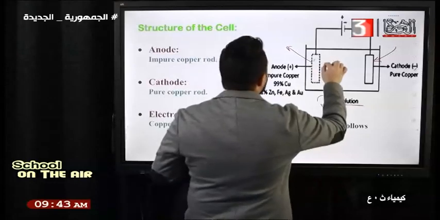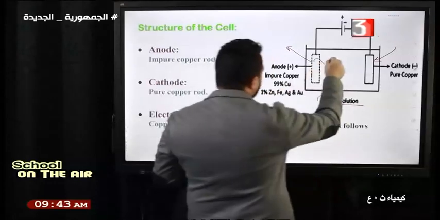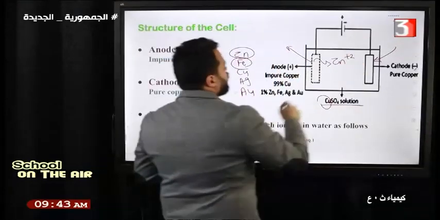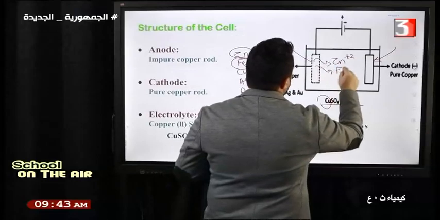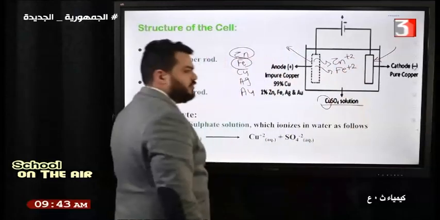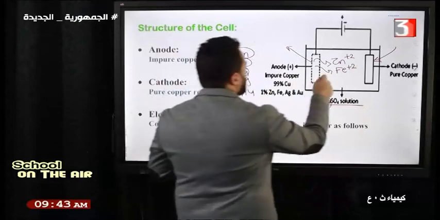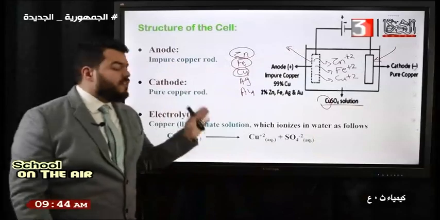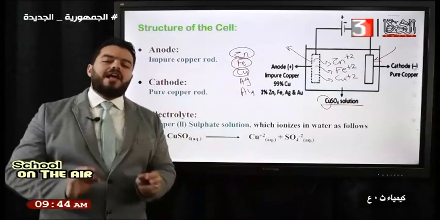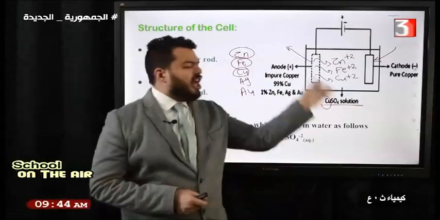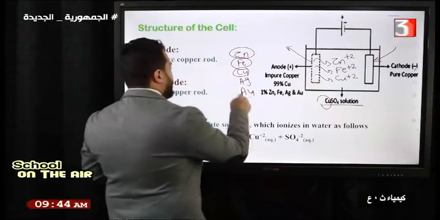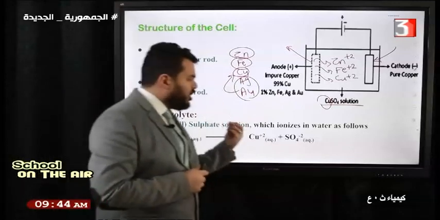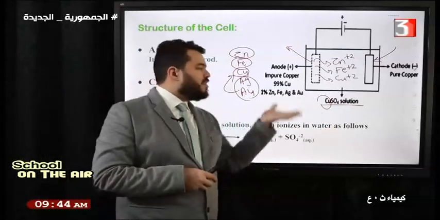So the zinc will be oxidized and dissolved as zinc positive ion. Also, iron will be dissolved and oxidized into iron positive ion. Copper also will be oxidized as copper positive ion. But the silver and the gold, which are the higher value metals, cannot be oxidized. Why? Because they are below the copper in the electrochemical series. So they cannot replace copper in the copper sulfate solution.